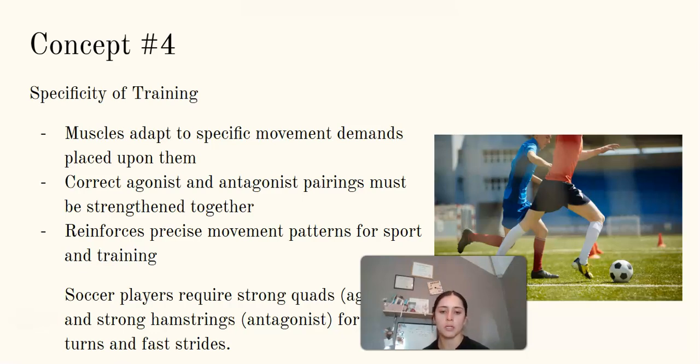So, for example, in soccer players, we need strong quads and strong hamstrings in order for them to produce sharp turns and have fast strides, and also produce force in order to kick the ball. Once we strengthen the quads and the hamstrings, we're also protecting the knee joints and decreasing the chances of the knee getting hurt.